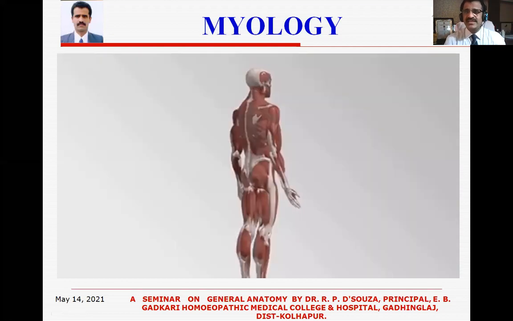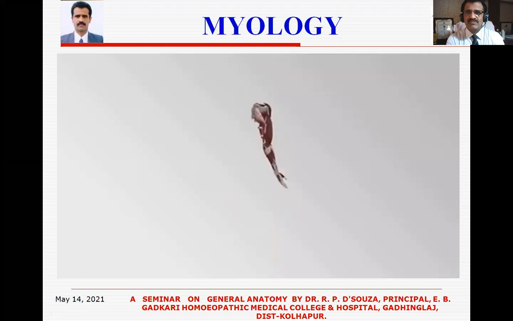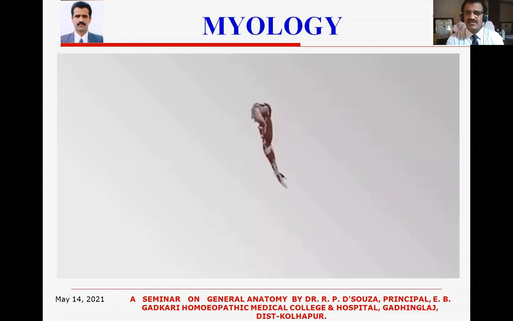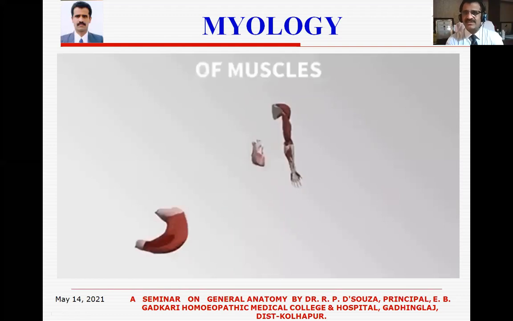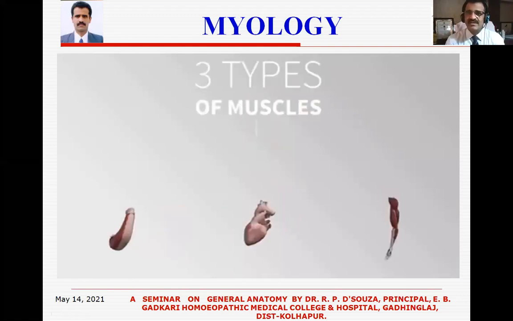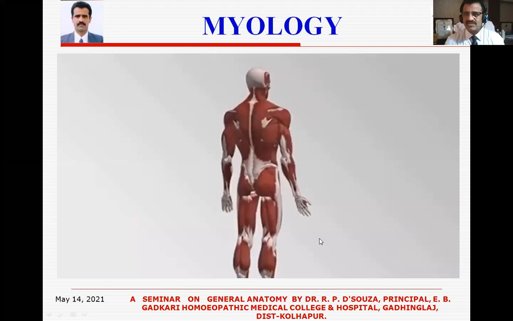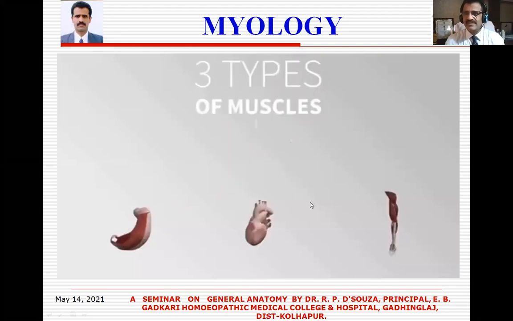If you look at this GIF, it shows that there are three types of muscle. The first is a stomach, the second is a heart, and the third is a muscle of the limb. Heart is a cardiac muscle. Stomach has a smooth muscle, and upper limb has a skeletal muscle.